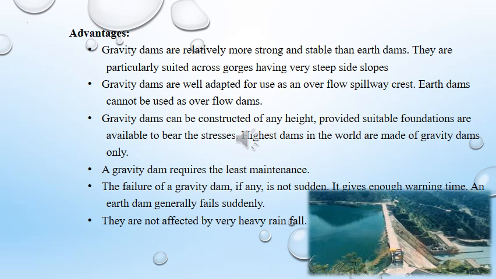Earth dams cannot be used as overflow dams. Gravity dams can be constructed for any height, provided suitable foundations are available to bear the stresses. And the highest dams in the world are gravity dams only. Gravity dams require the least maintenance, and the failure of gravity dams, if any, is not sudden. It gives enough warning time, whereas an earth dam generally fails suddenly, and gravity dams are not affected by very heavy rainfall.